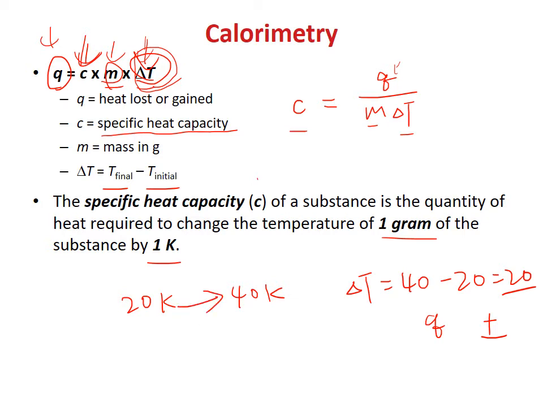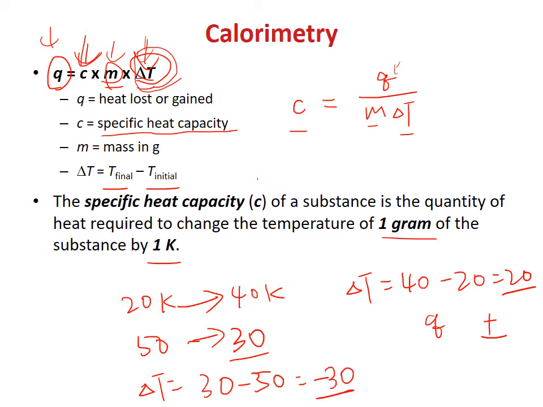Now, on the other hand, if the process goes from 50 to 30, then delta T equals final, which in this case is smaller than initial, and that gives you a negative number, negative 20. So with a negative number put into the equation, Q will be negative. A negative Q means the process releases heat. So when the process releases heat, the temperature goes down, so from 50 to 30, for example.